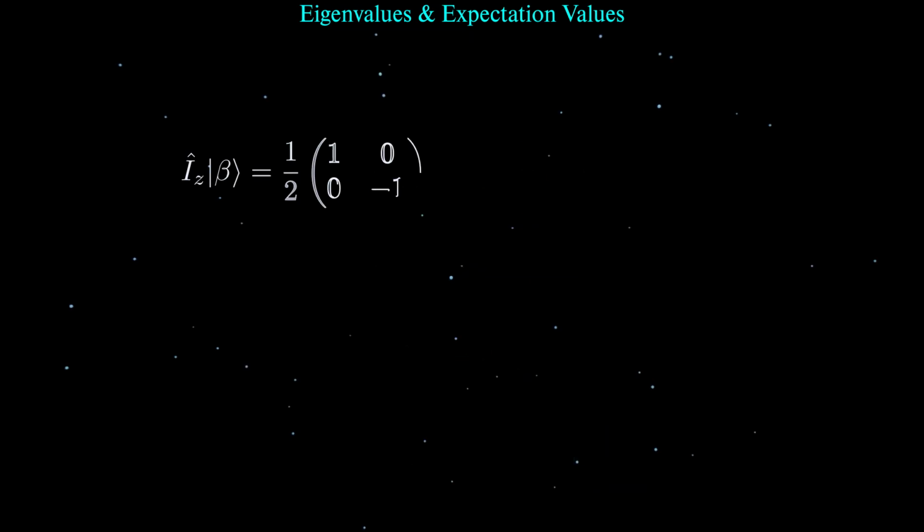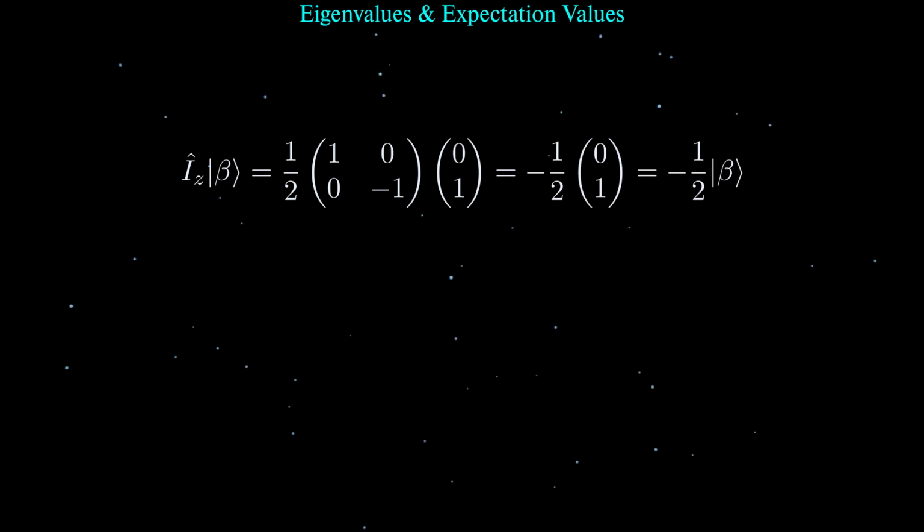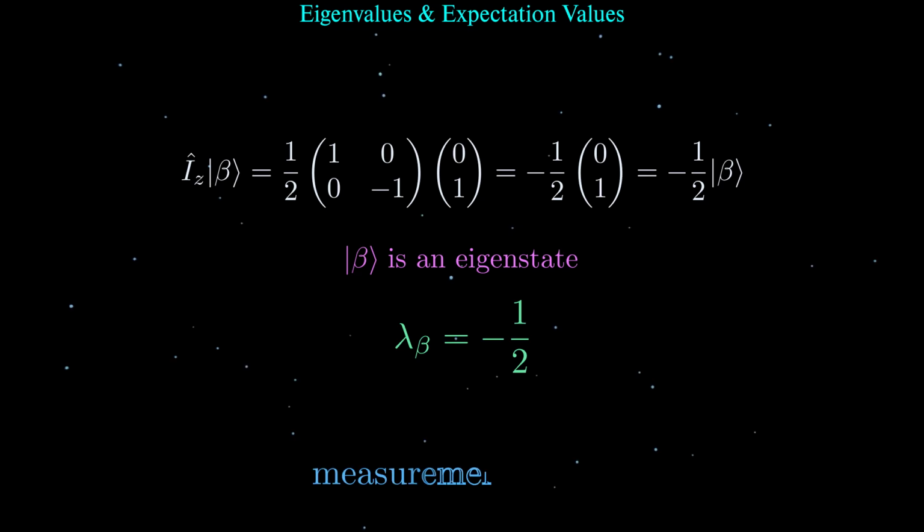Now let's do the same thing with beta. Iz times the ket of beta is going to give us negative 1/2 times the column vector of 0, 1, which is just negative 1/2 times beta. So beta is an eigenstate of Iz as well, but its eigenvalue is negative 1/2. And with units, the measurement value is negative h bar over 2.